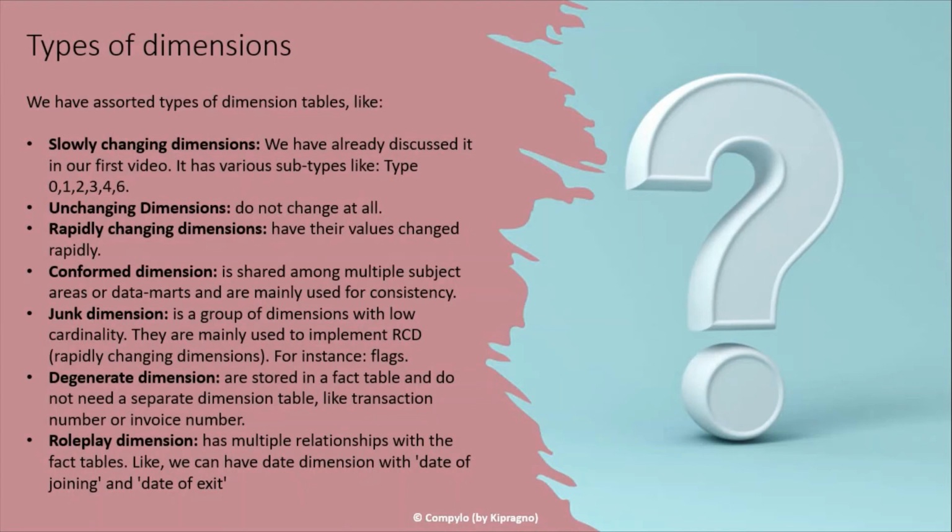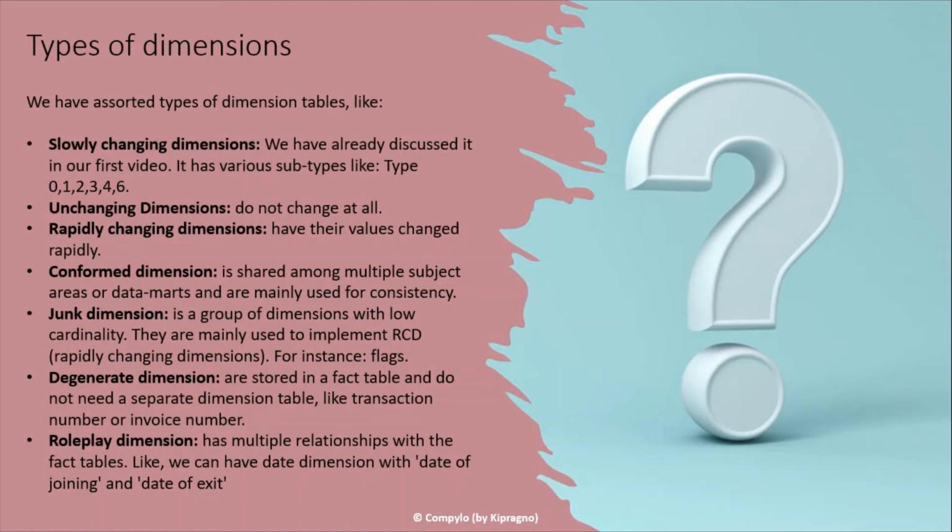Next is conformed dimension. It is shared among multiple subject areas or data marts and is mainly used for consistency. Next is junk dimension. It is a group of dimensions with low cardinality. They are mainly used to implement rapidly changing dimensions.